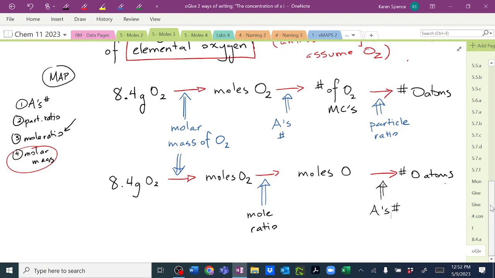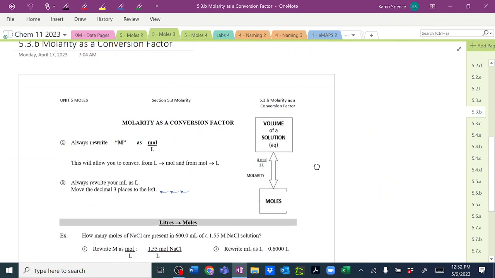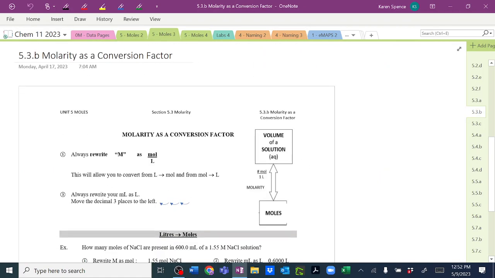All right, we are going to go to 5.3b, which I think is page 59. I could be wrong, but let's see. 5.3b, page 59.